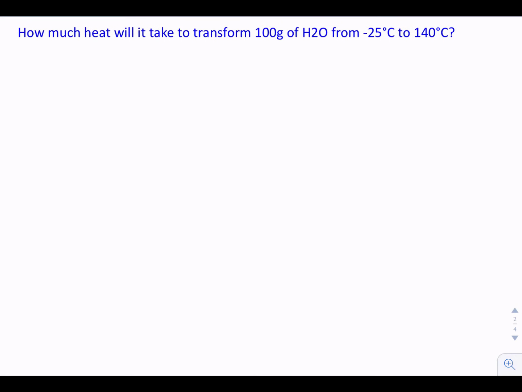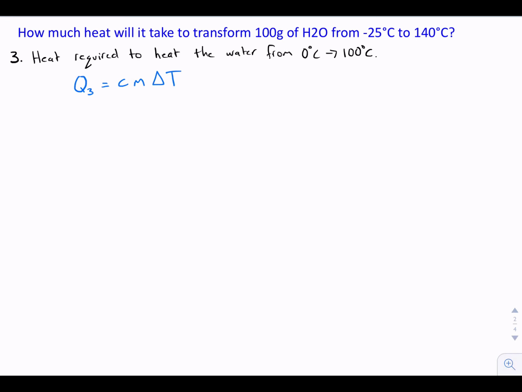In the third part of the problem, we need to calculate the heat required to heat the water up to 100 °C. Using the specific heat of water this time, we can write that the heat flow equals Cm delta T, where delta T equals 100 °C. If we put in the numbers, for the third part of the heat flow we get 41,860 joules.